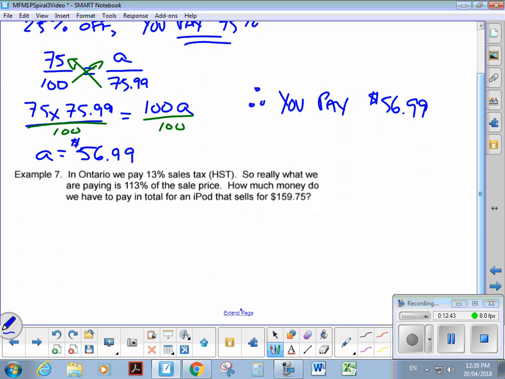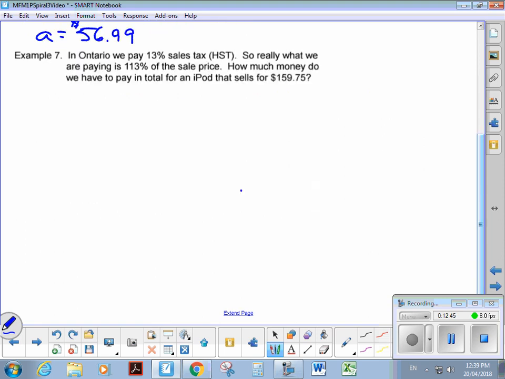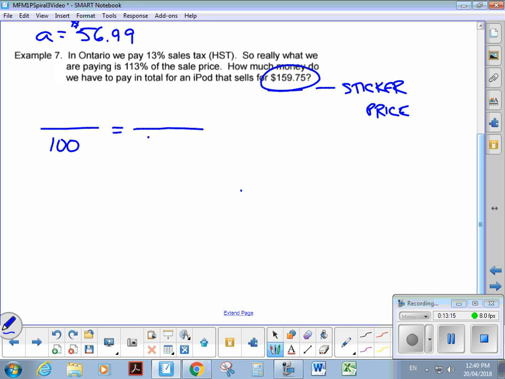In my last example, we pay 13% tax, so really we want to pay 113% of the sales price. How much money do we have to pay for an iPod, which most of you may not know what they are anymore, that sells for $159.75? So this is your sticker price. When you go to the shelf, that's the price that's on the label, okay? We want to know what the final price will be. So 100% of the price, that's what you see on the sticker. So 100% of the price is $159.75.